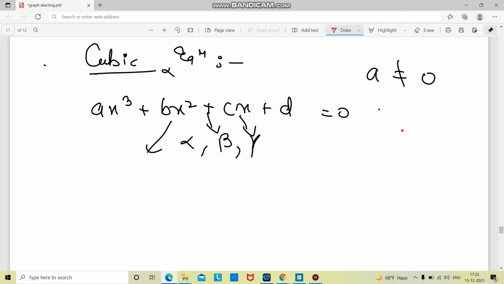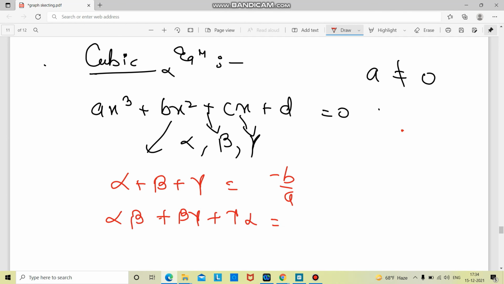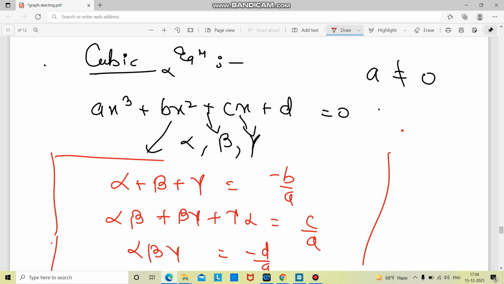We can write some relations and formulas for this, just like for the quadratic. Some of the very basics: alpha plus beta plus gamma is equal to minus b by a, alpha beta plus beta gamma plus gamma alpha is equal to c by a, and alpha beta gamma is equal to minus d by a. These are three very important relations which are generally asked in examinations.